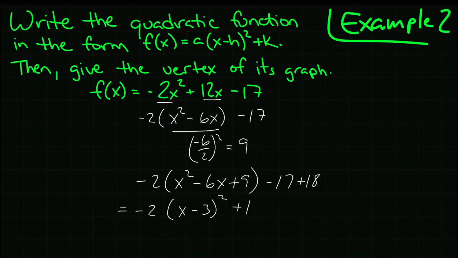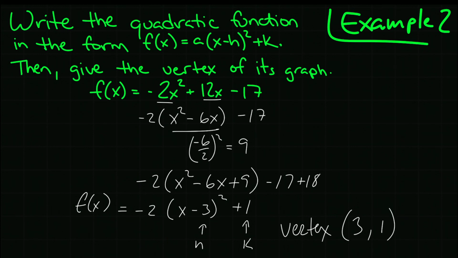So now we have this rewritten in the vertex form of the graph. So f of x is equal to negative 2(x minus 3) squared plus 1. This is going to be our h, and this is going to be our k. So that means the vertex is going to be (3, 1). And that's it.